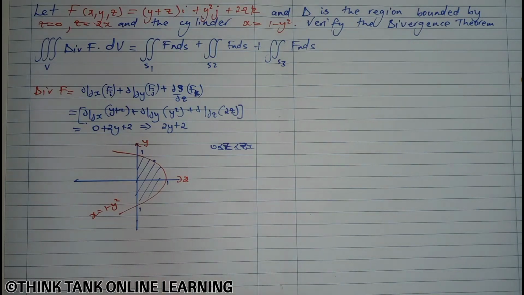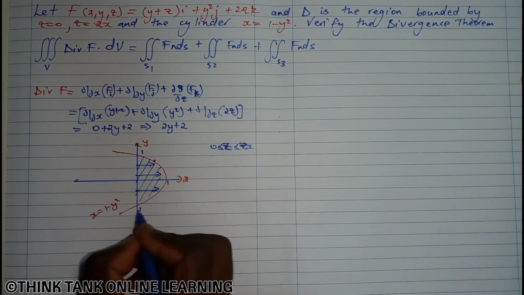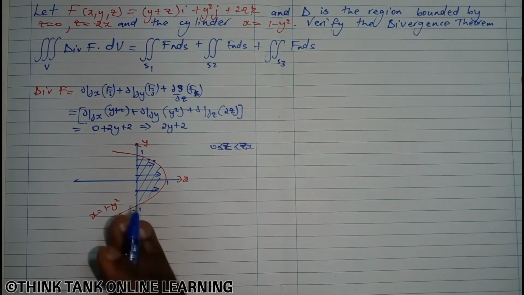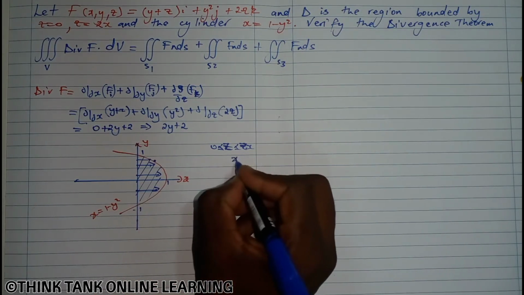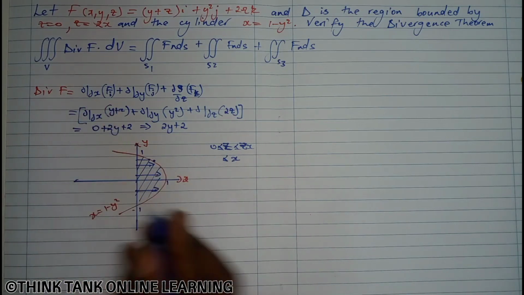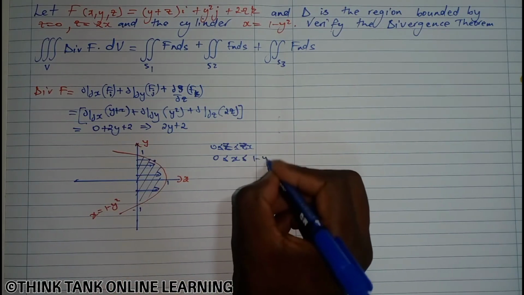Now for x, it depends on the order of integration which you want. Here I'm given x equals 1 minus y squared, so I'm going to use that. That means I'm going to integrate along the x-axis, from this side to this side. My lower bound for x is going to be this line, which is 0. What about the upper bound? It's going to be this curve, and that is 1 minus y squared.